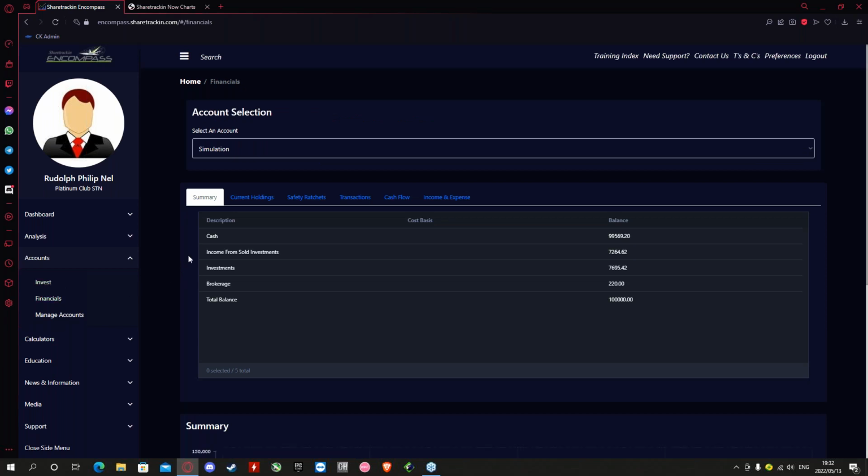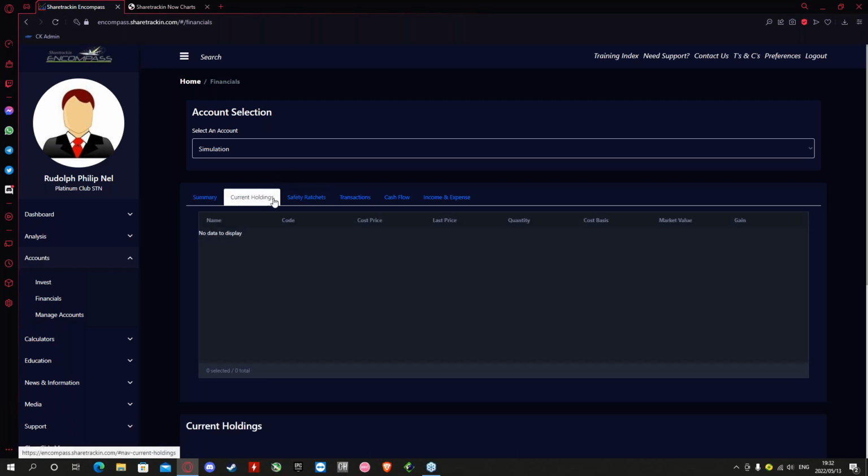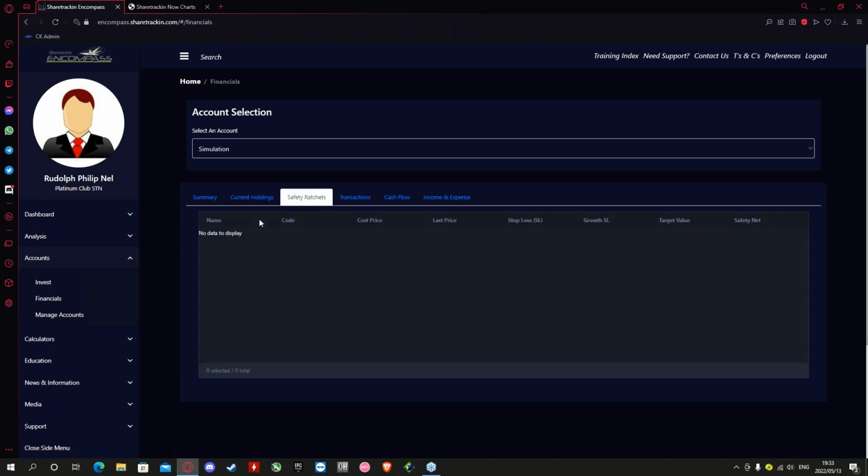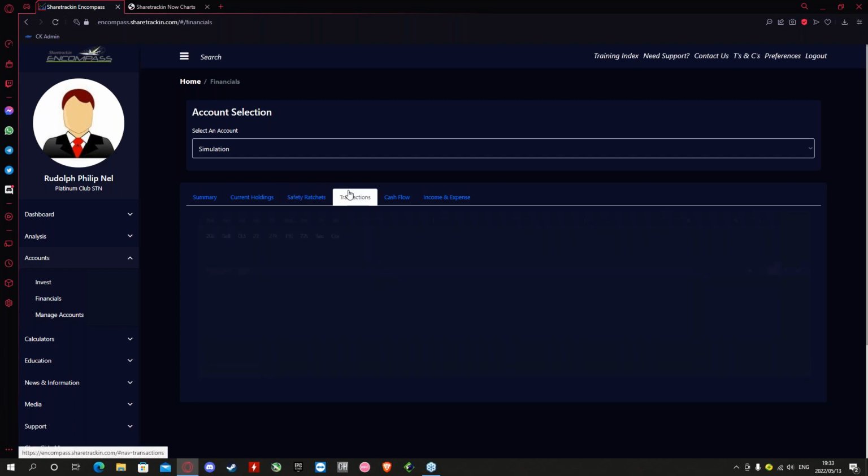Financials would show you, basically like a financial statement, everything that you've done so far on your simulation account. So current holdings, we don't have any current holding. We don't have any shares. Safety ratchets, we don't have any shares, so it won't show us any safety ratchets. We'll go through this later.